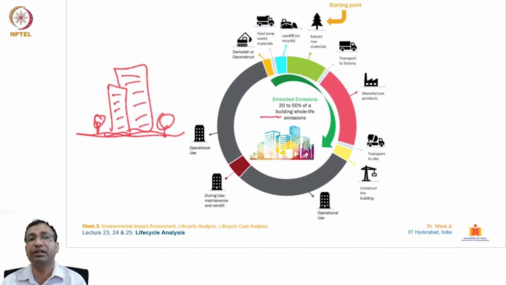So during this period, you see that the embodied emissions range from 20 to 50% of a building's whole life emissions. This arrow mark you can see over there. So that is the kind of impact a normal building exerts.